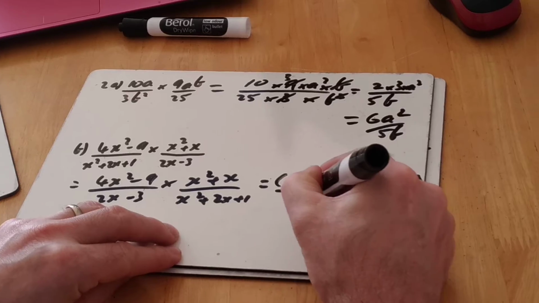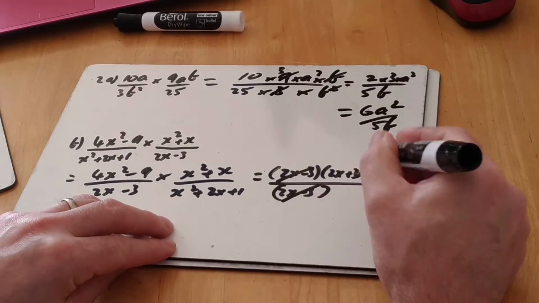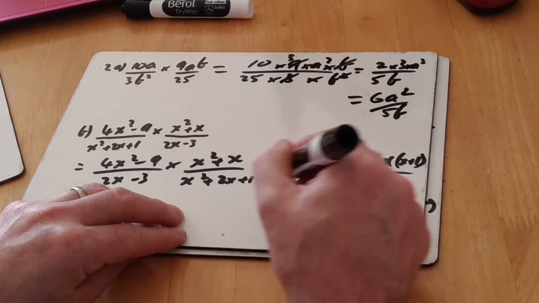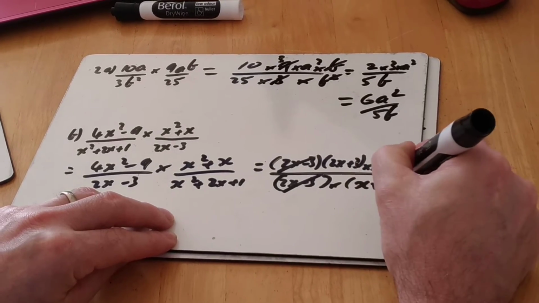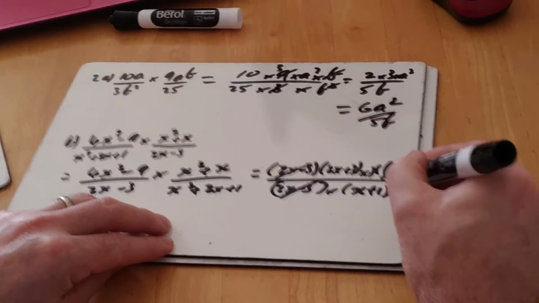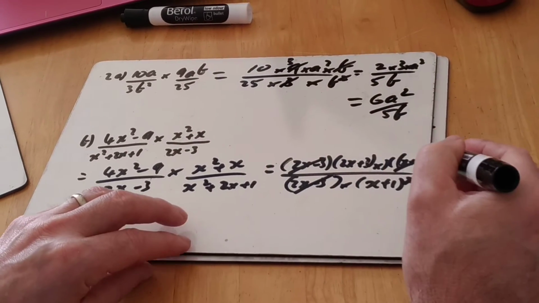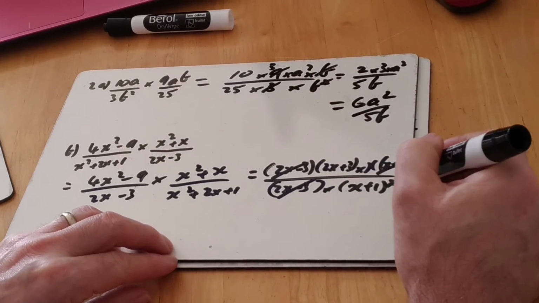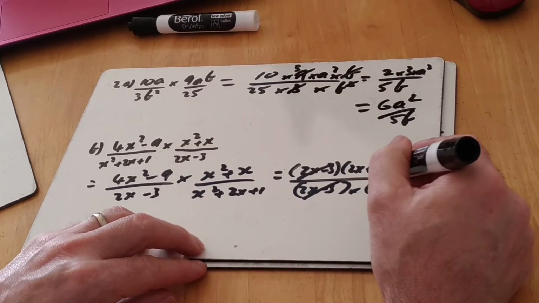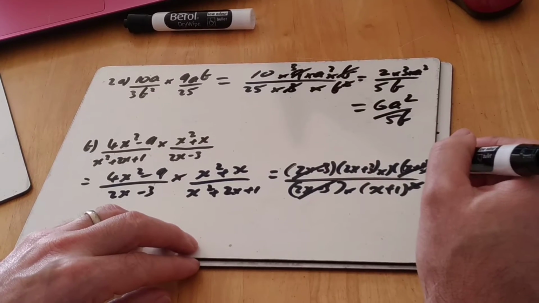Then I've got the 2x minus 3 on the bottom, cancel because it's a common factor, times by x plus 1 all squared on the bottom there, and that bracket and that cancel out because it's that times that times that times that. I can cancel brackets that appear in the top and the bottom. If it was a plus or a minus in between, I couldn't, because it's not a common factor.